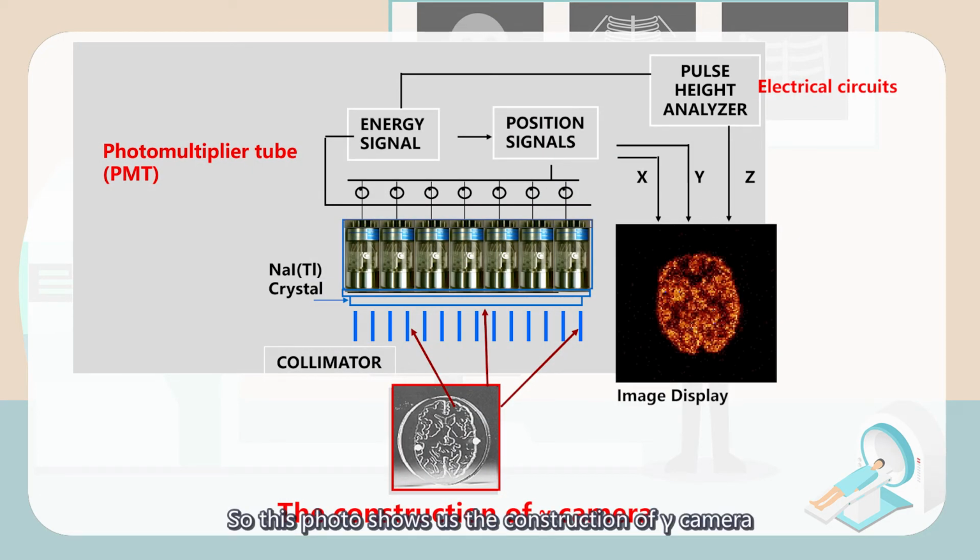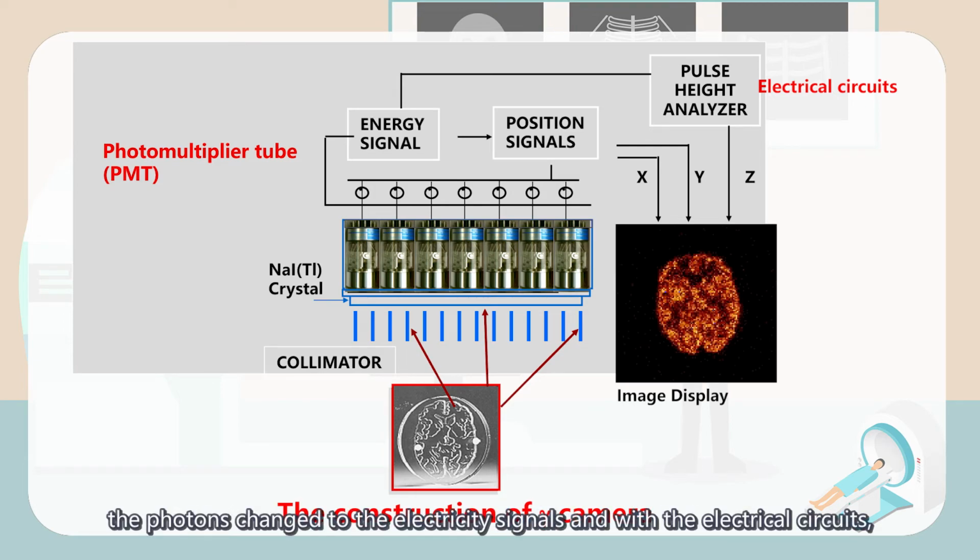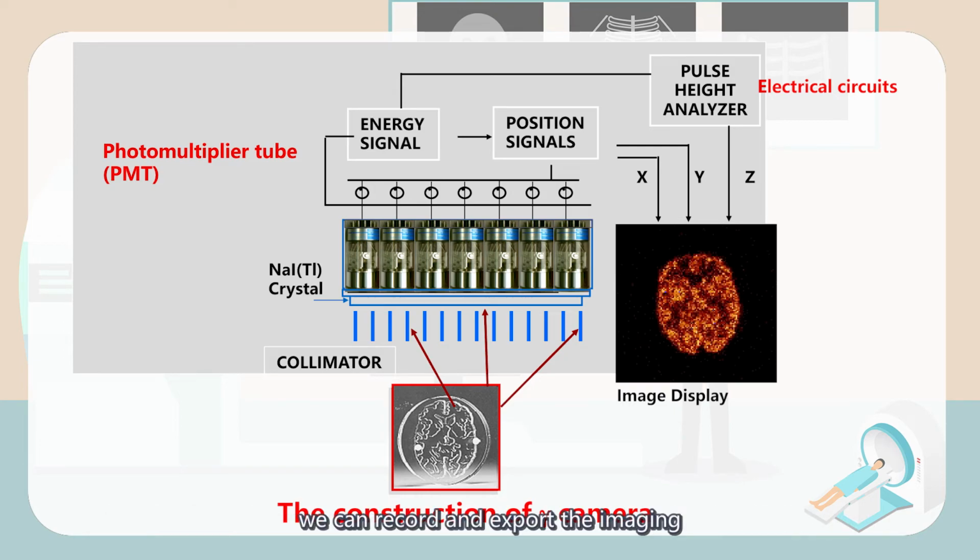So, this photo shows us the construction of the gamma camera. The radioactive rays emitted from the patient, only those nearly parallel to the holes, will pass through. Then in the sodium iodide crystal, they are changed to photons, and in the photomultiplier tube, the photons are changed to electrical signals. With the electrical circuits, we can record and export the image.